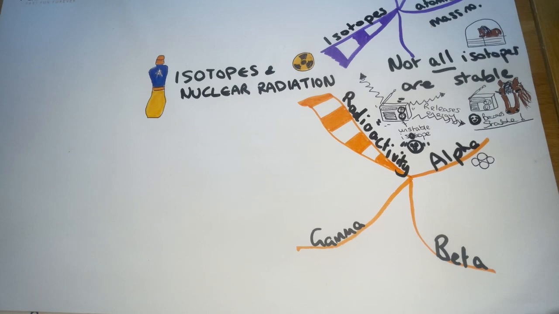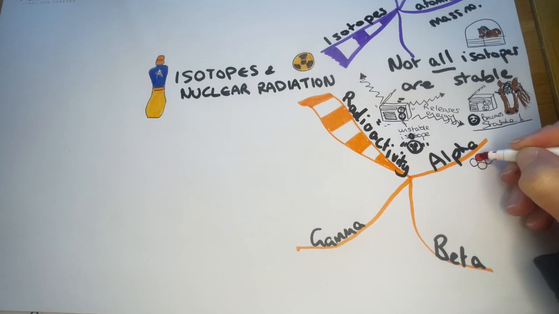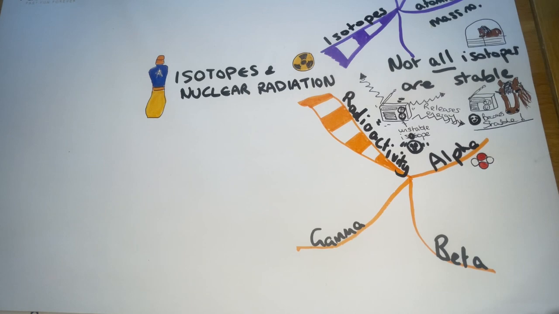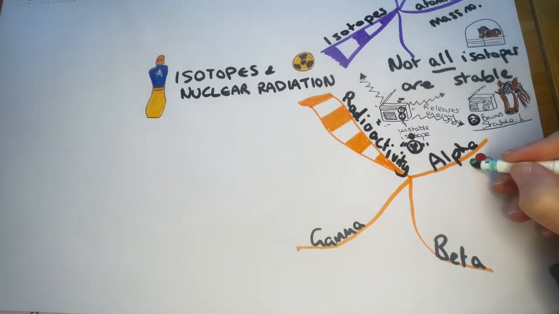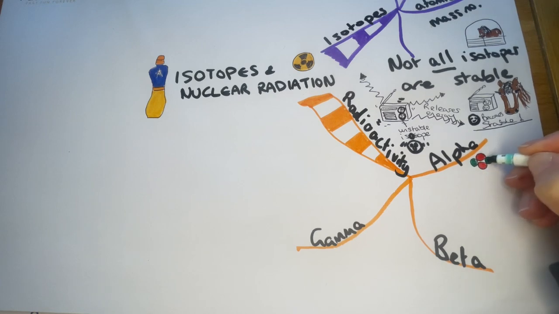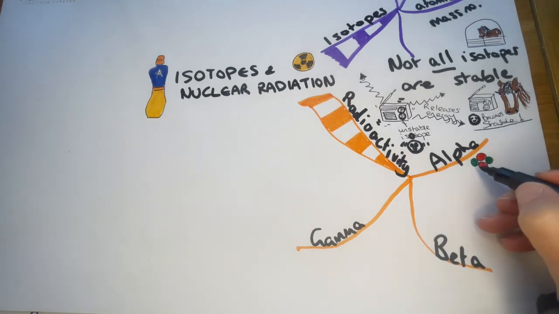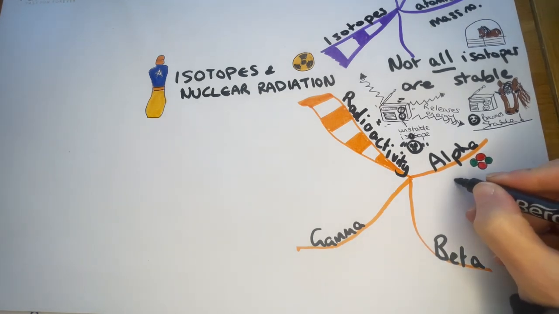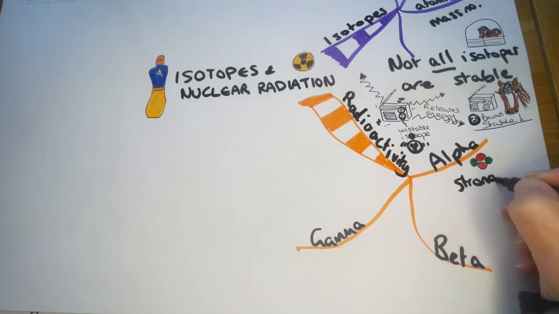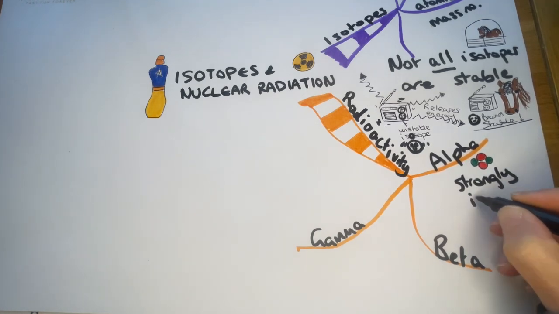So you can do it differently if you like, but I just want to show you that an alpha particle is like a helium nucleus. It's got 2 protons and it's got 2 neutrons. So you draw your own alpha particle. And there are a few things we need to remember about this. Alpha particles are strongly ionizing.